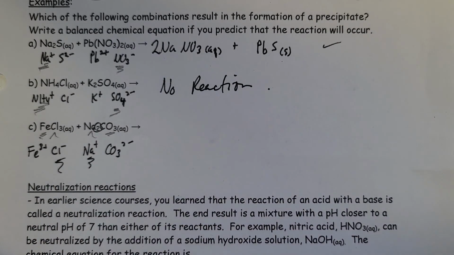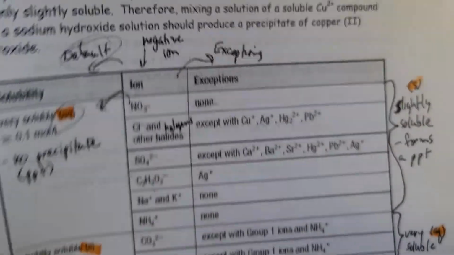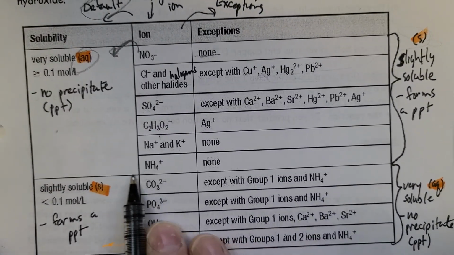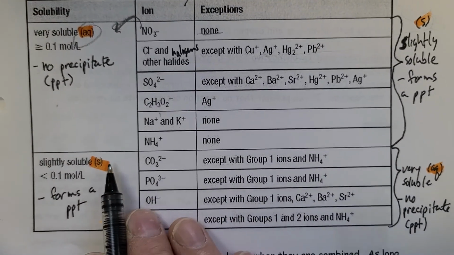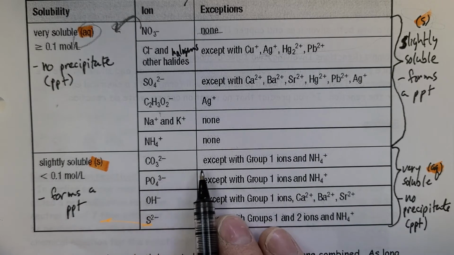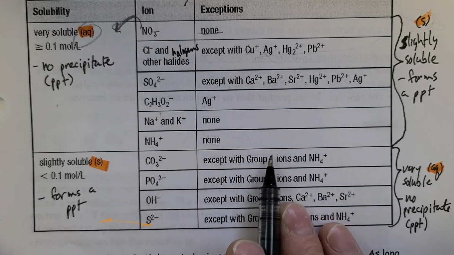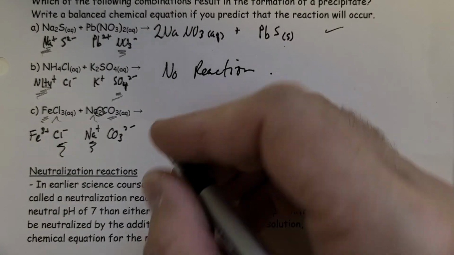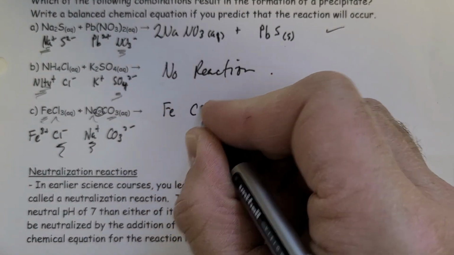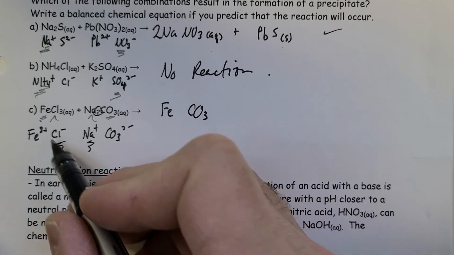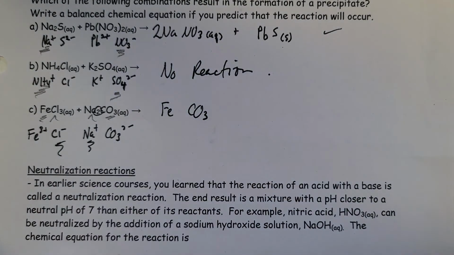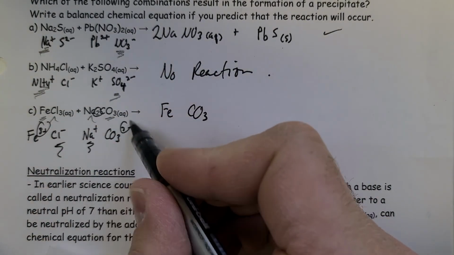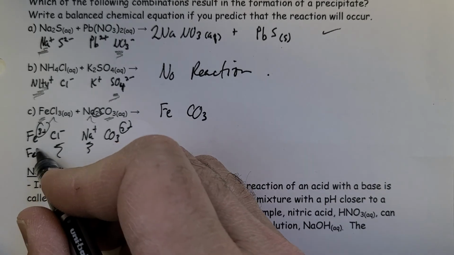Iron 3 carbonate. Carbonate with iron 3. Carbonate with most things is a precipitate. Let's see, iron. Is it an exception? No, iron's not a group 1, and it's not ammonium. So guess what? Iron carbonate is going to be a precipitate. So to bring iron and carbonate together, take a look. 3 plus, 2 negative. So yes, we know what we're going to have to do here.